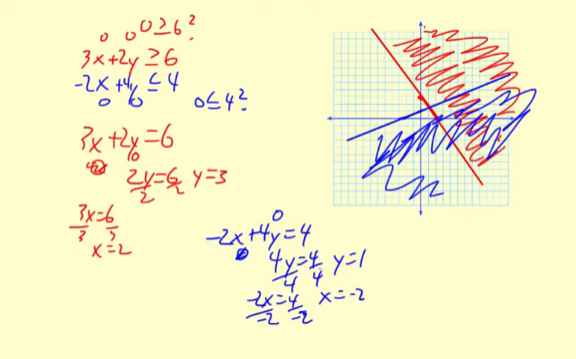So the solution to the system of inequalities is the common area for both. That's where the red and blue overlap. So that is this part here. I'll just shade it darker. And that means all the coordinates in this area are solutions to both inequalities.